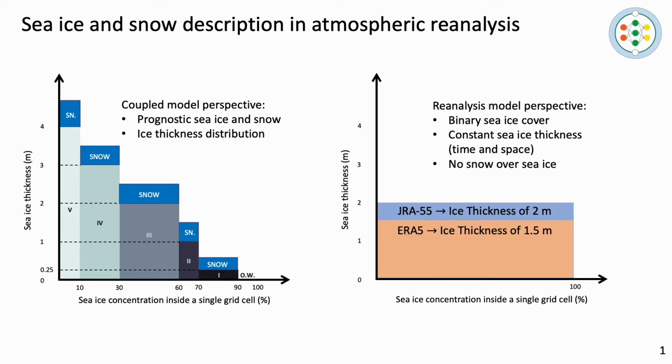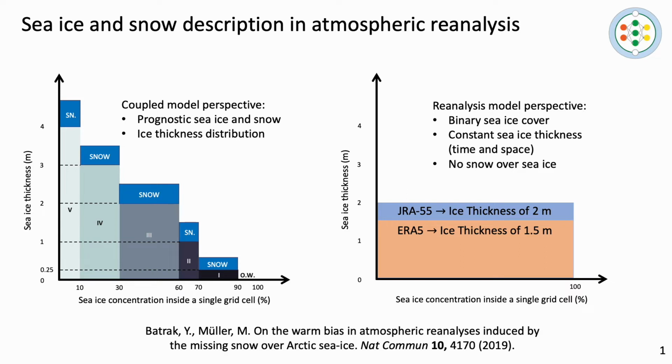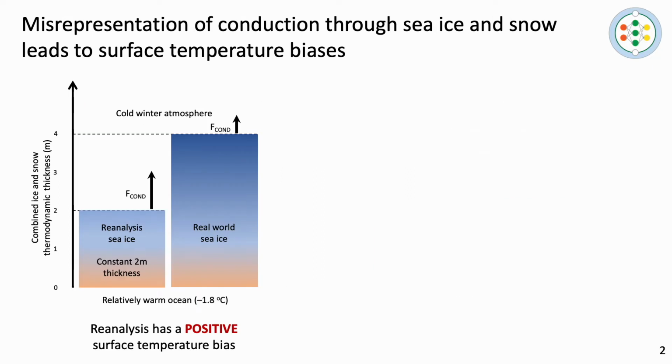Here I'm showing the typical thickness description in JRA-55, which is 2 meters, and ERA5, which is 1.5 meters. And these are probably two of the most used atmospheric reanalyses in polar regions. A nice study by Batrak and Müller linked this very simple representation of the sea ice and snow in reanalysis models to substantial surface temperature biases that we will describe in this talk. The mechanism behind the bias is very simple and in fact quite intuitive.